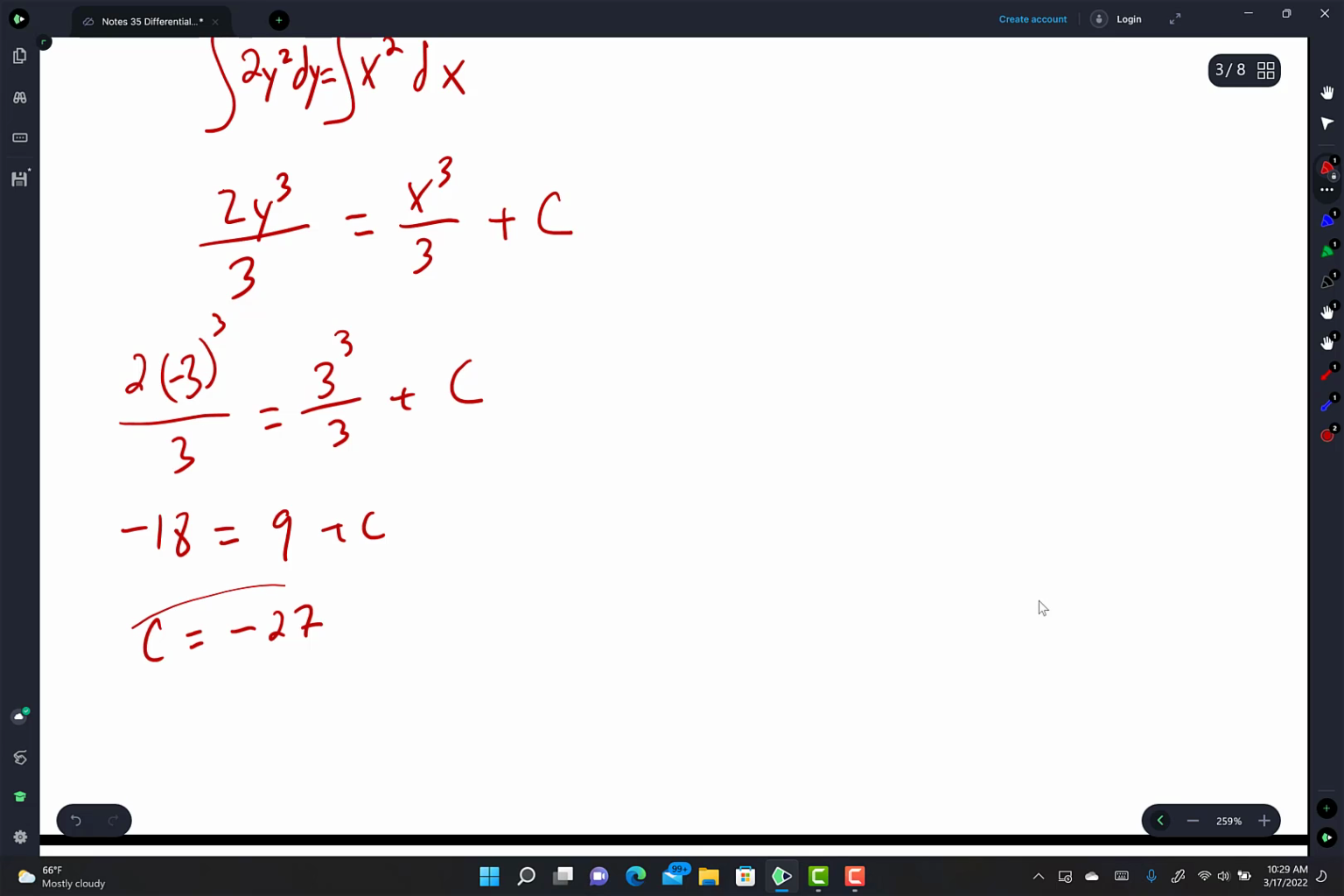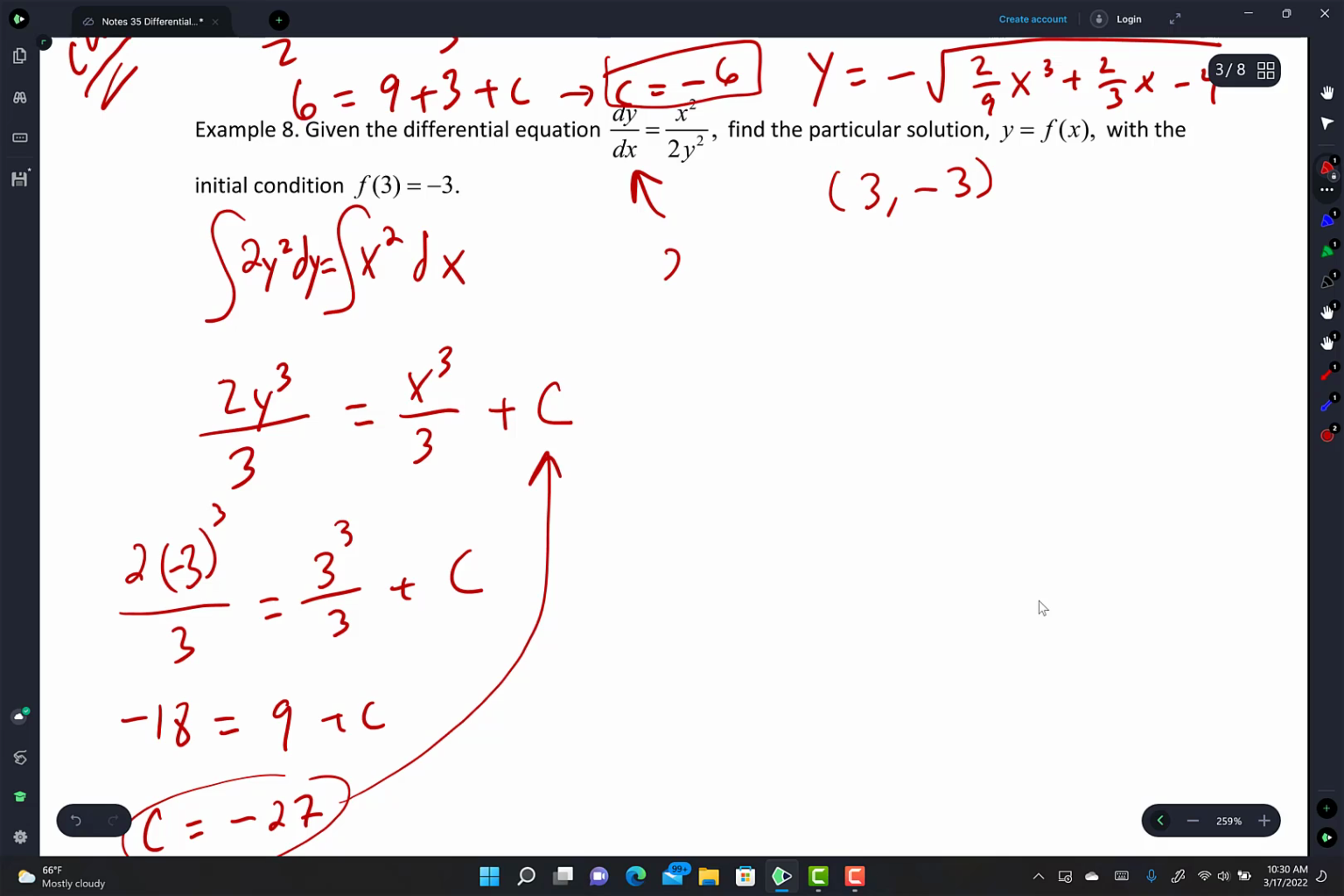Okay, so I'm going to plug that in right there. So I have 2/3 y cubed equals x over 3. I said 2/3. I could write 1/3 x cubed, but that's fine. Minus 27. So what am I trying to solve for? For y? Okay. Multiply by what? 3 halves, the reciprocal. So times 3 halves, and then times 3 halves.